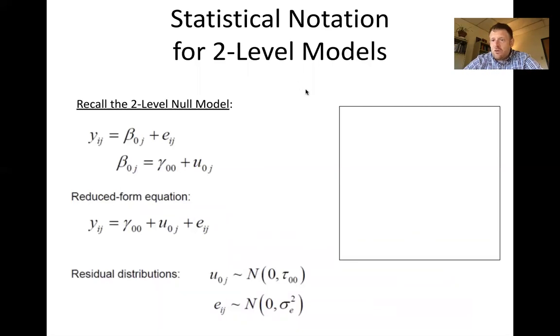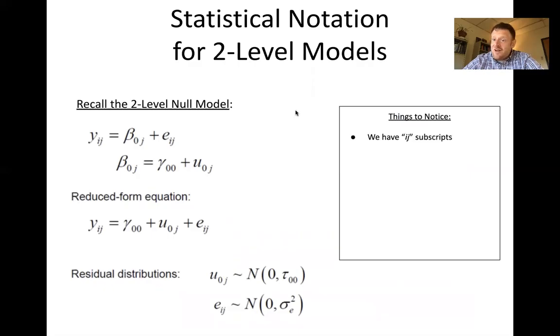All right, so we're going to get a little bit into the notation here. I do think it's important to show you a little bit of the math that's happening behind the scenes. So this is what's called the null model for a two-level cross-sectional multi-level model. This is something we've been working with for quite a while, all semester.